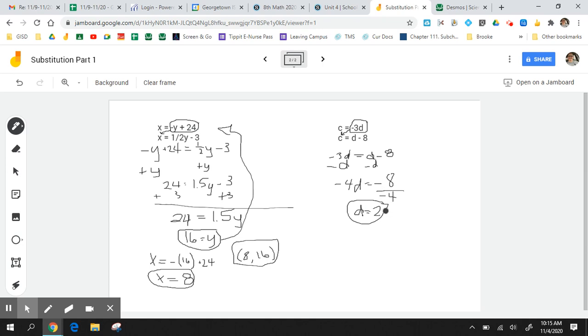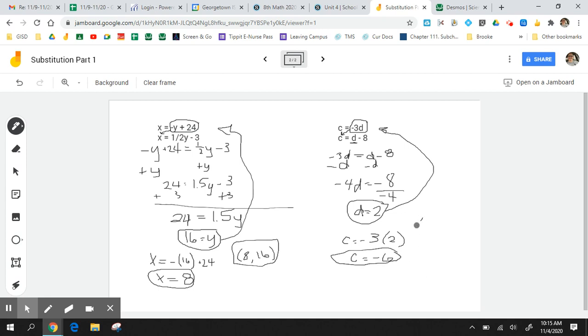And now I'm going to plug this, remember, back up into this equation. The easiest one to do is really either of them. c equals -3 times 2, and c equals -6. You would have gotten the same thing if you plugged into this d right here, okay?